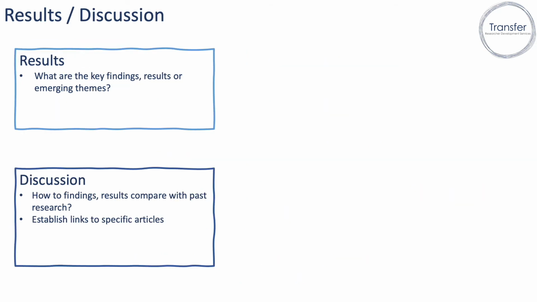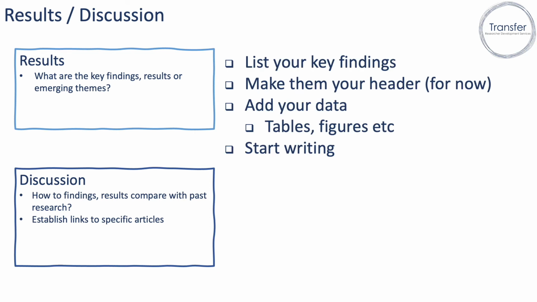So results and discussion sections can be written together or separately, but there are key things you should keep in mind. So for the results, you want to focus on your key findings, and you can maybe use them as a header, even if just for now. You then want to add your data, that can be your tables, your figures, graphs, whatever you have. And then you might want to start writing around those, explaining what you see, and make sure that as part of the results section, you're objective, no interpretation of your data at this point.